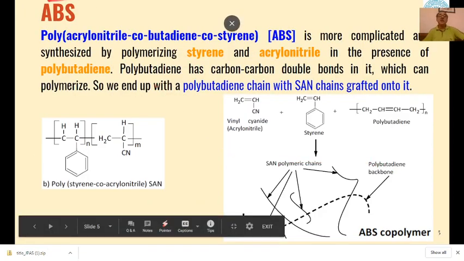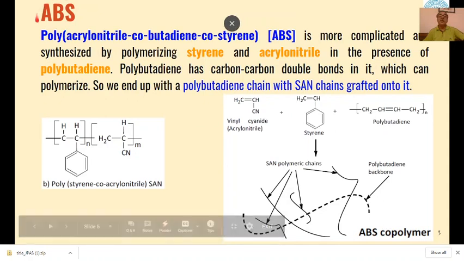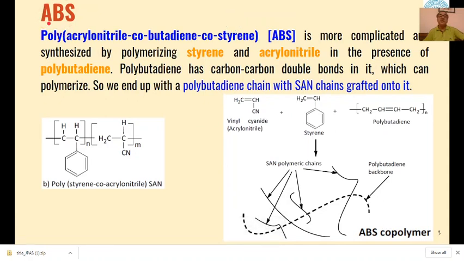The next in the category is ABS. ABS: A means acrylonitrile, B means butadiene, and S means styrene. So basically this is a copolymer of these three monomers, acrylonitrile, butadiene, and styrene. That is why this is popularly called ABS polymer.